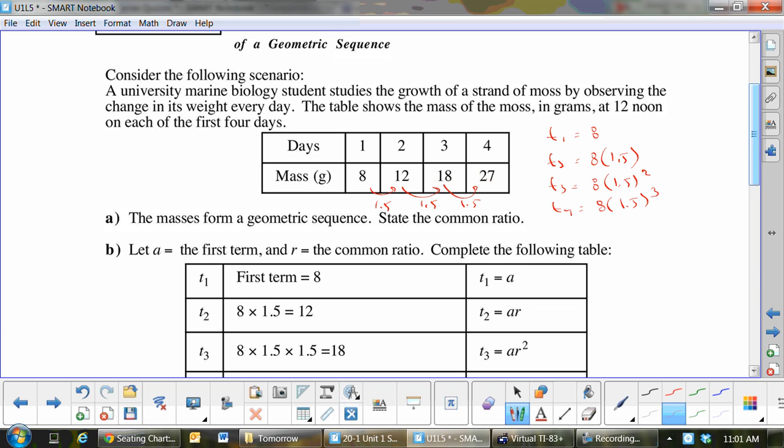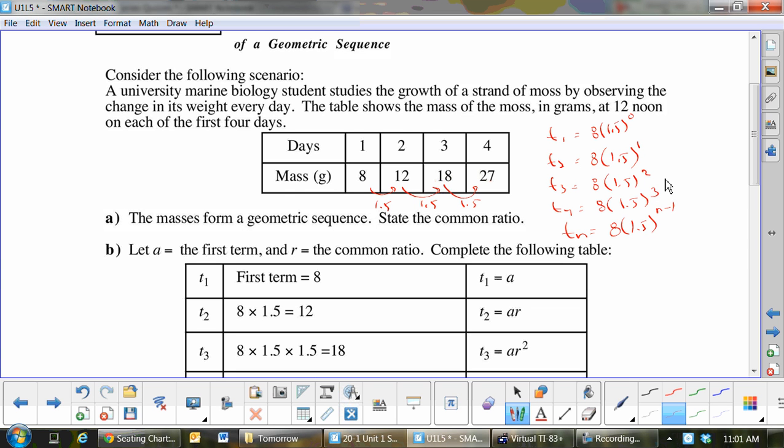Now, hands up. How would you find Tn for this one? Yes? A times R to the... So for this one, I would go 8 times 1.5 to the n minus 1. Is everybody seeing the pattern? When this is 4, that's 3. When this is 3, that's 2. When this is 2, what's over here? There's a 1. Now, does that even make sense with the first one? That means this should be 1.5 to the 0.